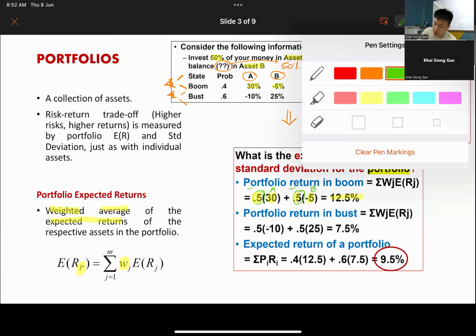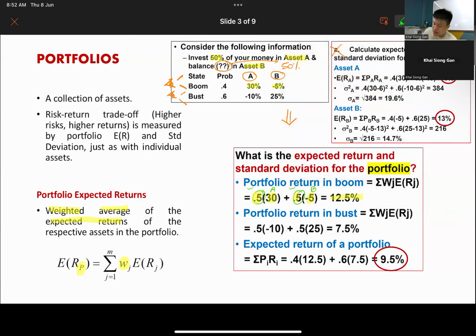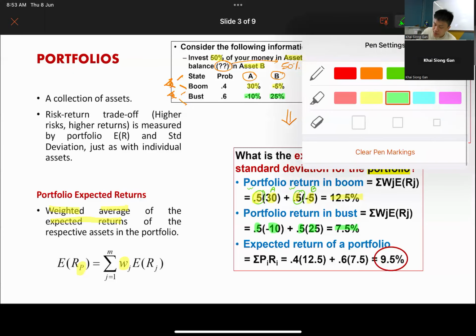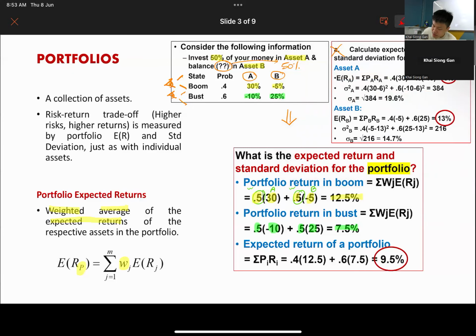So similarly, now when I look into portfolio return in the bust state, again the weightage is 0.5 for each. I know that for A the return is negative 10% and for B it is 25%. So I put that in as well, add them up, and I get this amount. That's the portfolio return in bust. So at the end, I will have the portfolio return in boom and portfolio return in bust.